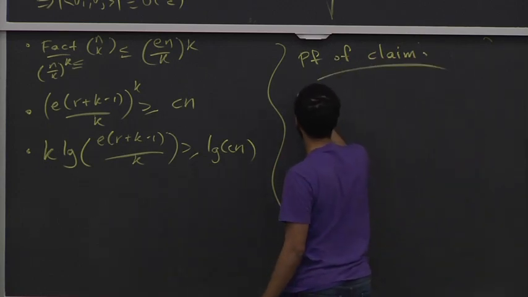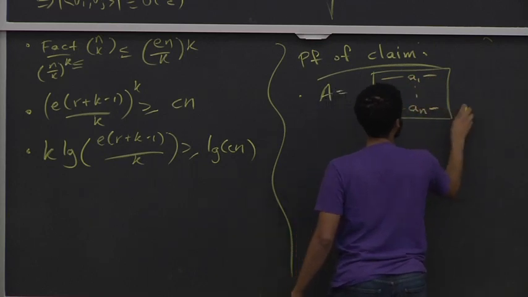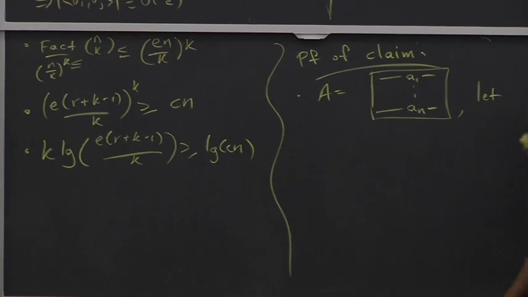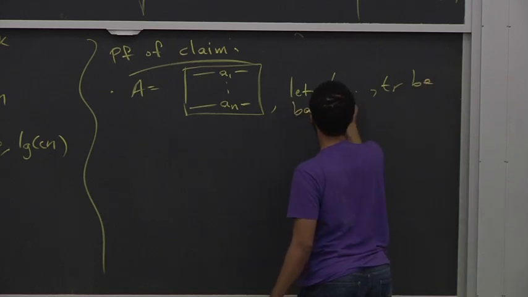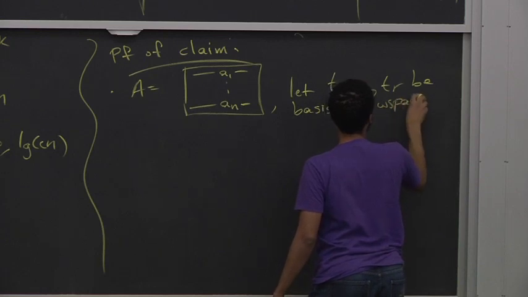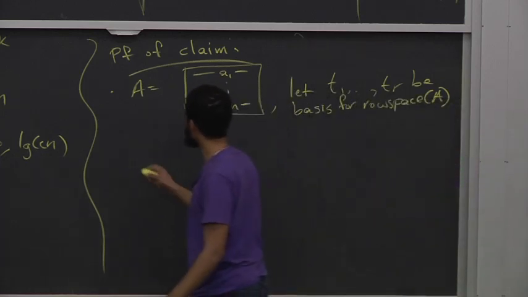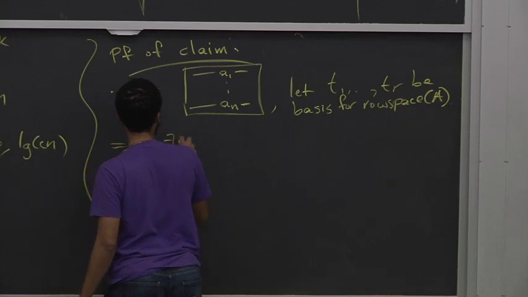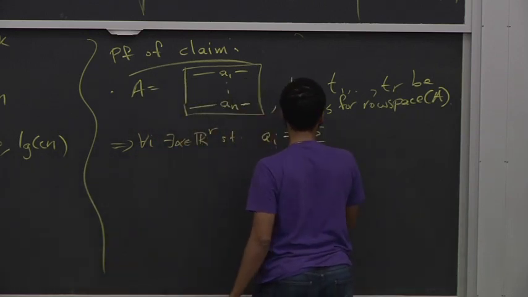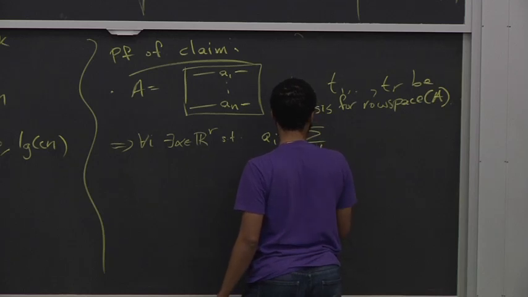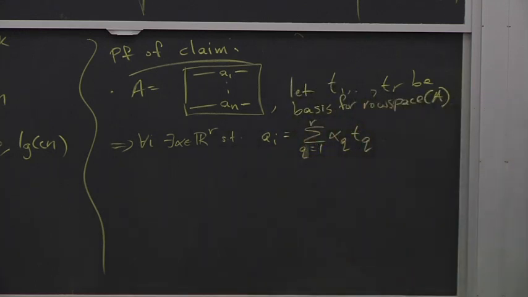Okay, so say that the rows of A are a_1 up to a_n, and let's call them t_1 up to t_r be a basis for the row space of A. Which implies that for all i, there exist some alpha in R^r such that a_i is equal to the sum, let's say q goes from 1 to r, of alpha_q t_q. Right? So every row is a linear combination of the basis for this row space.